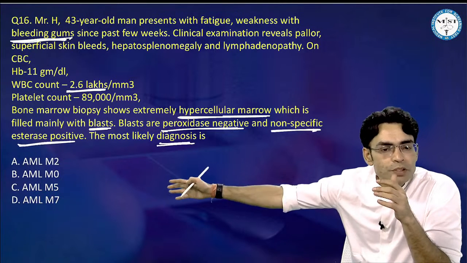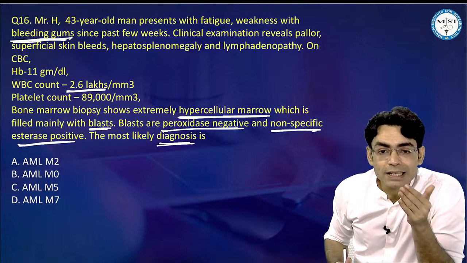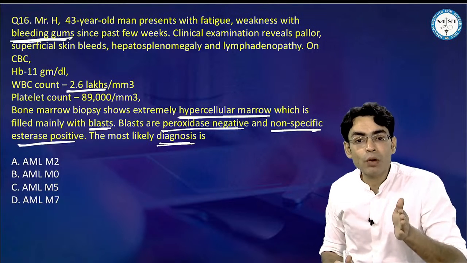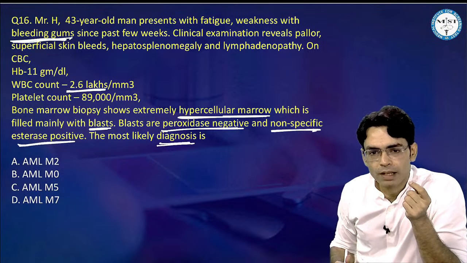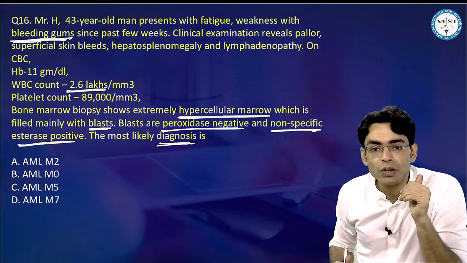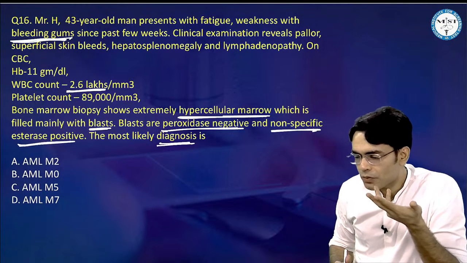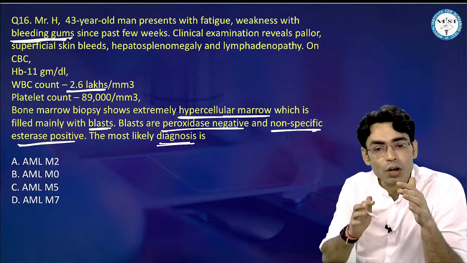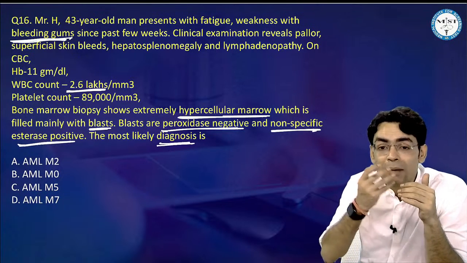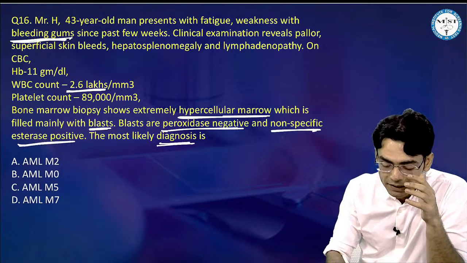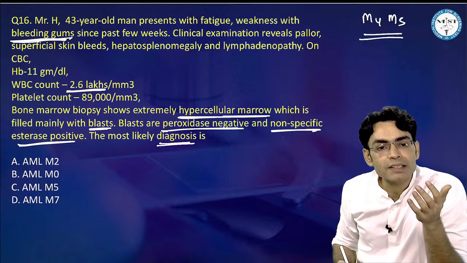Then all the options, if you see, they are acute myeloid leukemia. So you need not tell whether this is acute lymphoid or myeloid. We are talking about only myeloid here. Now in the myeloid, how do you find out which kind of myeloid leukemia it is? I have told you already that the myeloid leukemia with gum bleeds, gum hyperplasia, is either M4 or M5. So what is the correct answer for this question?